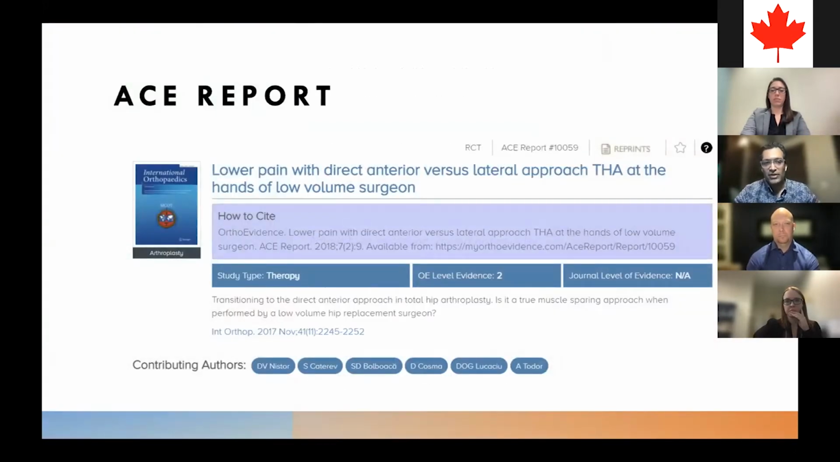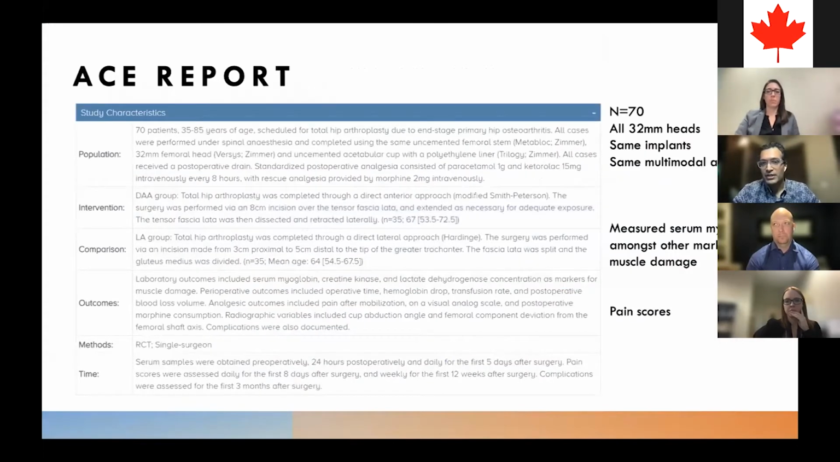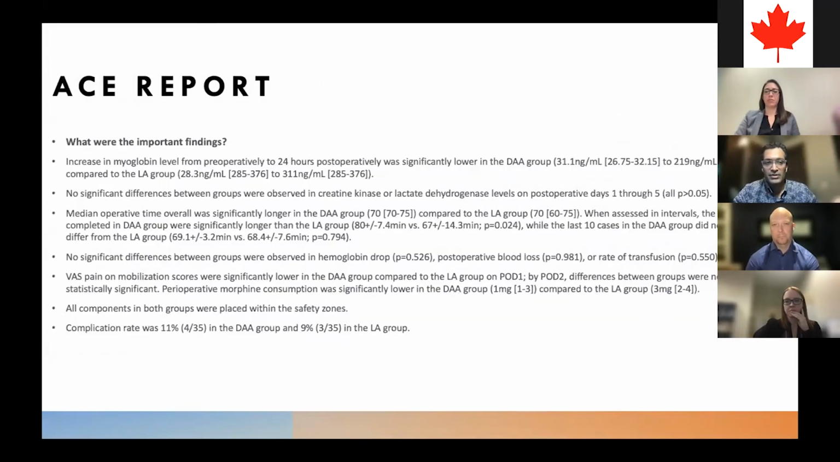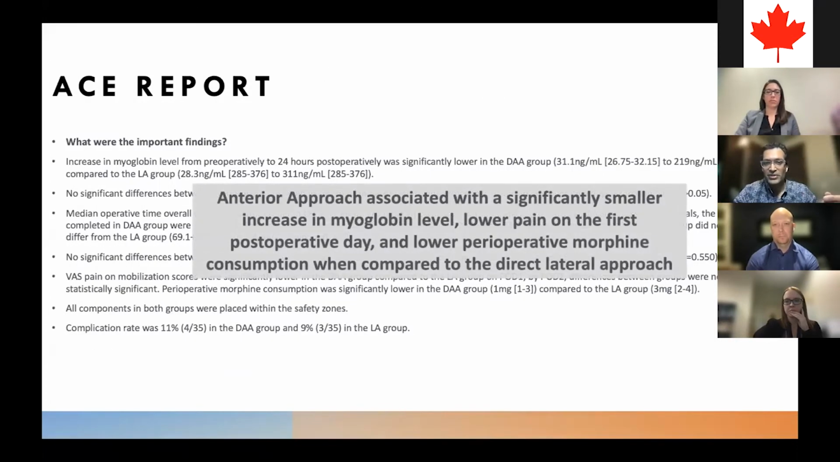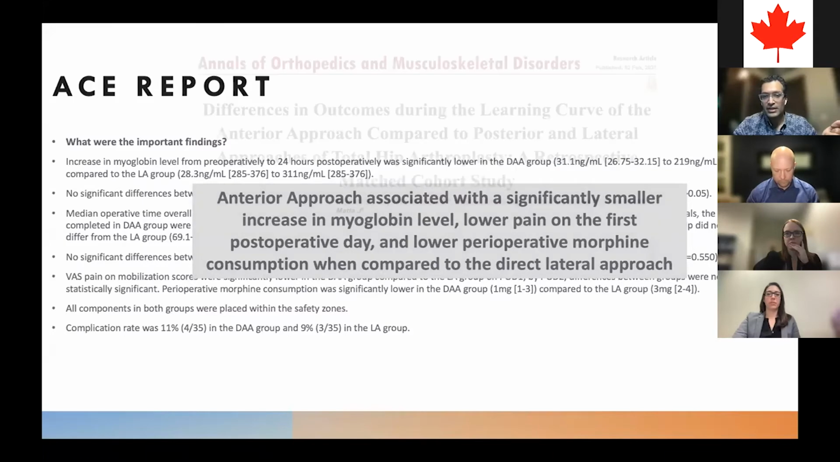Thanks to OrthoEvidence for providing some of these slides. This ACE report showed lower pain with the direct anterior approach versus the lateral approach. What this paper looked at was 70 patients, all using 32 millimeter femoral heads, same implants, same multimodal analgesia. They measured serum myoglobin to look at markers of muscle damage, and pain scores. What they basically found is that the anterior approach was associated with a significantly smaller increase in myoglobin levels, in other words, less tissue disruption, lower pain on the first postoperative day, and lower perioperative morphine consumption when compared to the direct lateral approach.